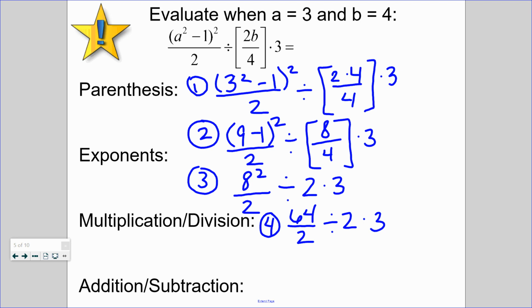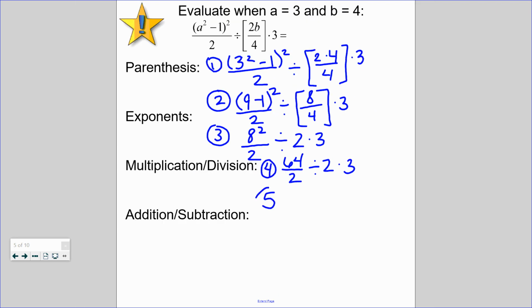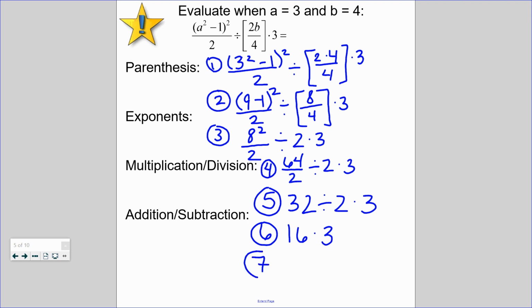And all that's left now is division and multiplication, which we do together from left to right. So we're going to start with what's on the left first. 64 divided by 2 gives you 32. I'm just going to bring everything else down. 32 divided by 2 gives me 16. Bring down my times 3. Final step. 16 times 3 gives me 48.